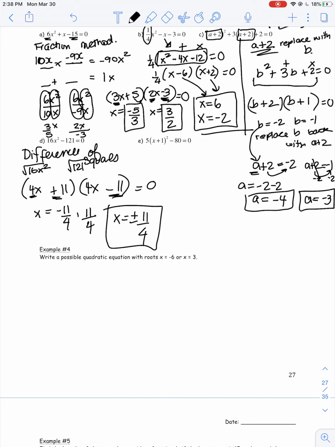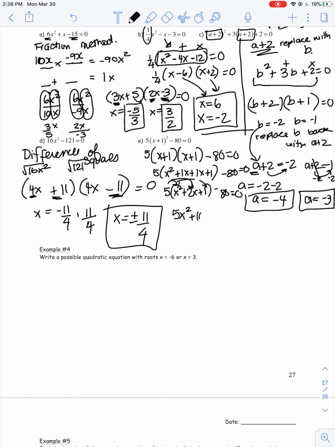Question E, similar to what we did in example E from the previous question, we're going to write out x plus 1 twice. And then we're going to distribute the 5 and then subtract 80. So 5, and then FOIL would be x squared plus 1x plus 1x plus 1. And that will simplify as x squared plus 2x plus 1 minus 80 equals 0.